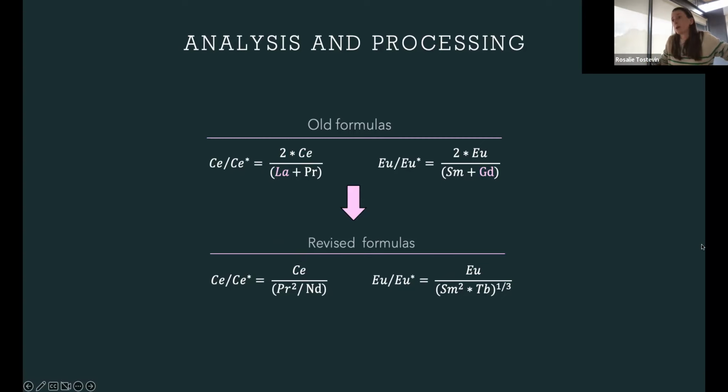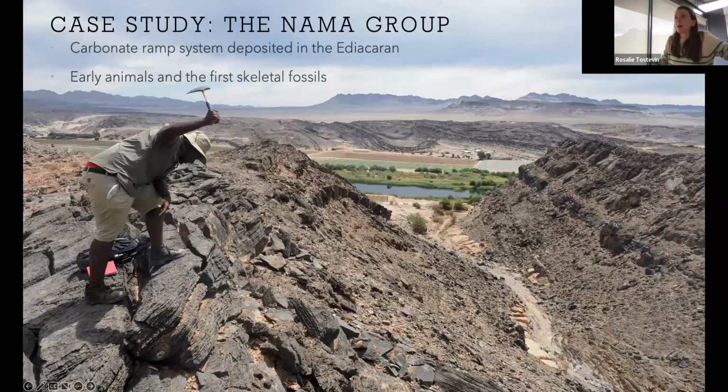The first one is from our work in Namibia, from a while ago, from my PhD. The Nama group is a carbonate ramp system deposited in the Ediacaran, which hosts early animal fossils and the first skeletal fossils. This is our field site in South Africa. This is the Orange River, which borders Namibia and South Africa, so the other side of the river is Namibia. My master's student, McDonald, who's now graduated, was looking at strontium isotopes. This is just a little case study of how we can apply this in deep time.